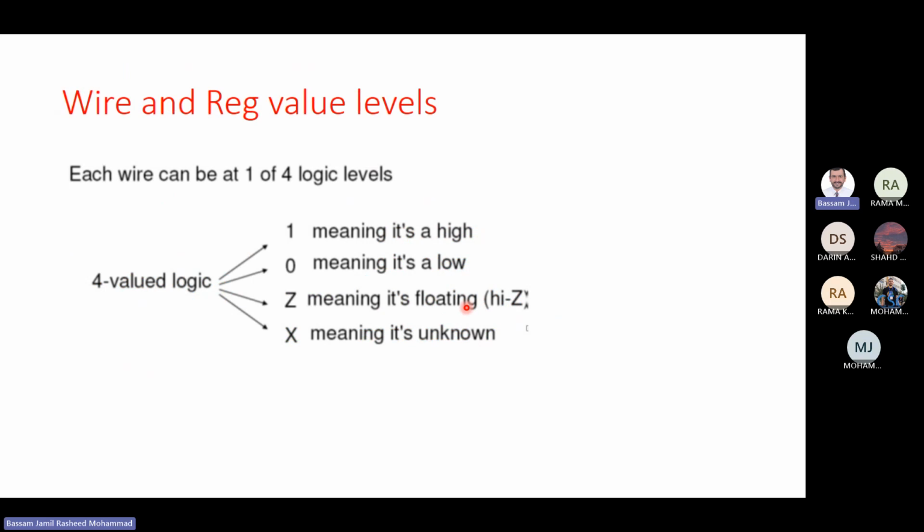Now, any wire or reg of one bit will have one of the following four values as far as Verilog simulation is concerned. It could have a value of 1 or a value of 0, which we know. Then we have these two additional values, Z, which means high impedance. This is for nodes that are floating, which means the node is not connected to ground and not connected to the power supply. Typically this is a very dangerous situation, and you don't want nodes to be floating, except in very limited circuits where we allow this, like the tri-state buffer that we studied in DIC.